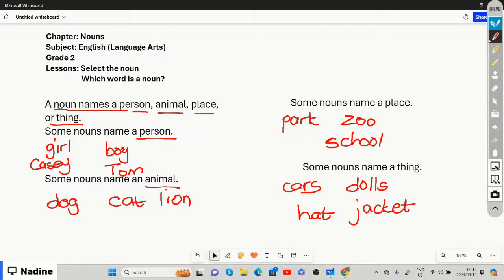So we even have names of animals, where we can name our animals. For example, my dog's name is Cinnamon. The park, we can even name the park, we can name the zoo, we can name the school. And then things are basically straightforward. But just so that you know, a noun names a person, an animal, a place, or a thing.